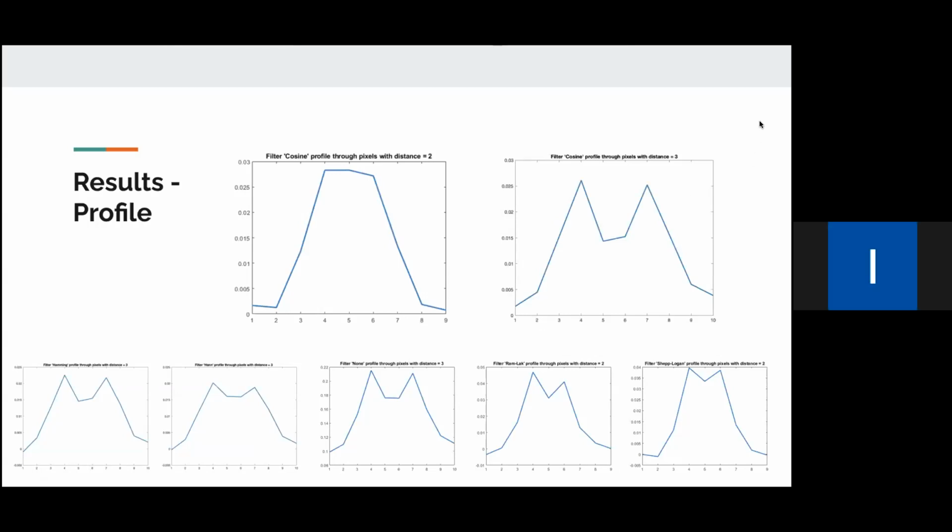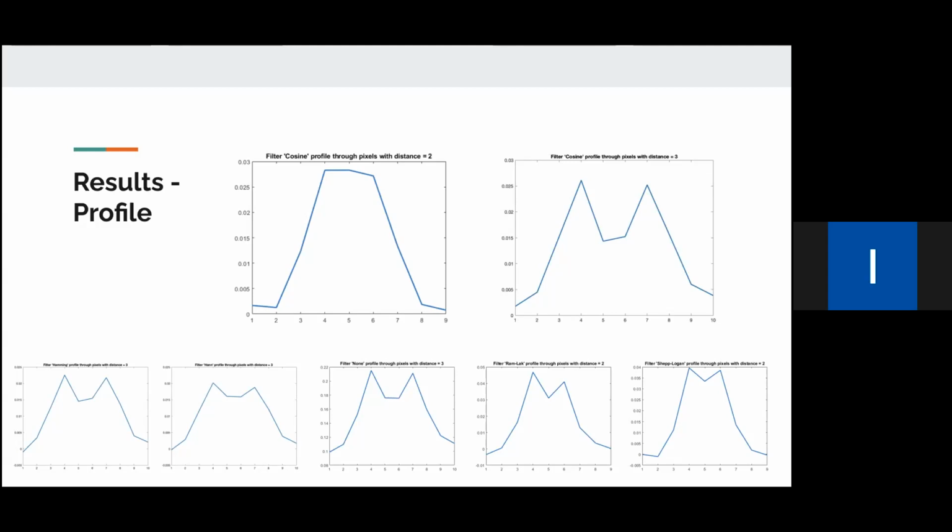Using MATLAB's improfile function through every pair, we had a total of 48 profiles through the pairs of pixels from the 6 filters. The images on the bottom of the slide represent the profile through the pixels where we're able to determine the 2 separate impulses.